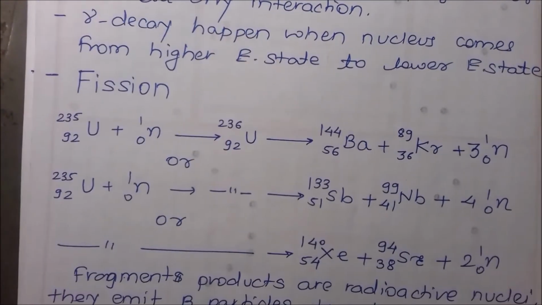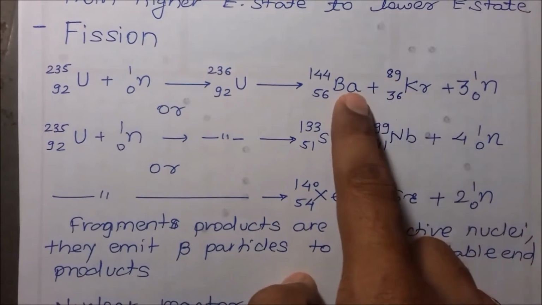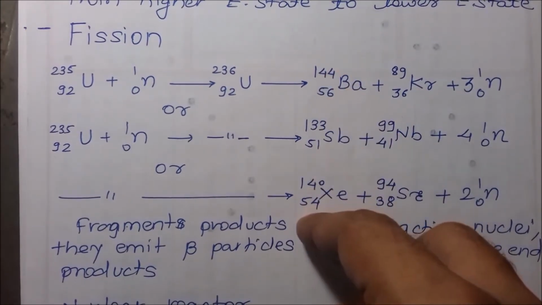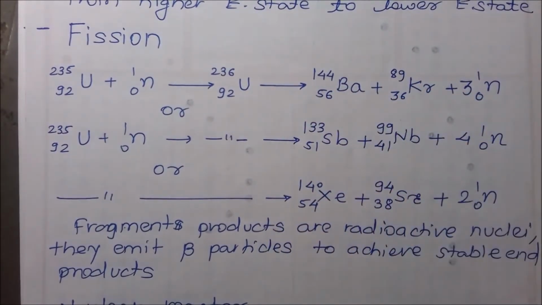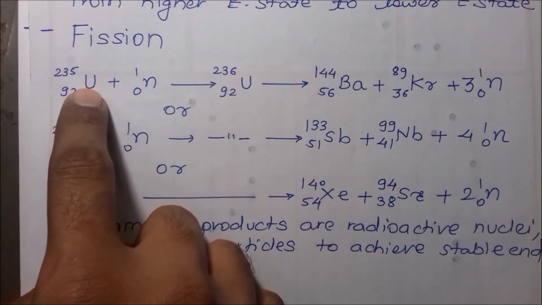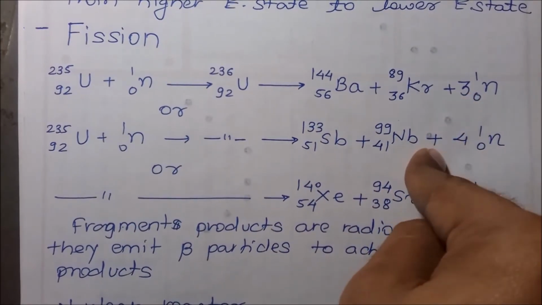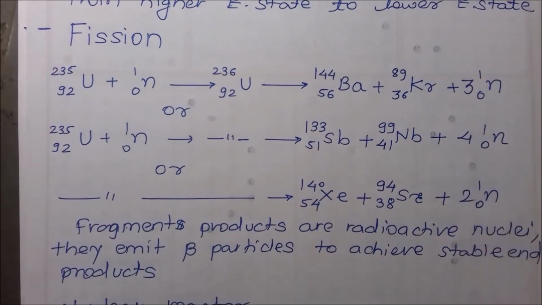Fission. If uranium is bombarded with a neutron, this fission happens. This type of fission can happen, or this type, or this type. Anything is possible. But after fission, smaller nuclei are generated and they are more stable compared to uranium. And 3 neutrons are also emitted here, 4 neutrons here, 2 neutrons here, and these neutrons are responsible for further fission reactions.